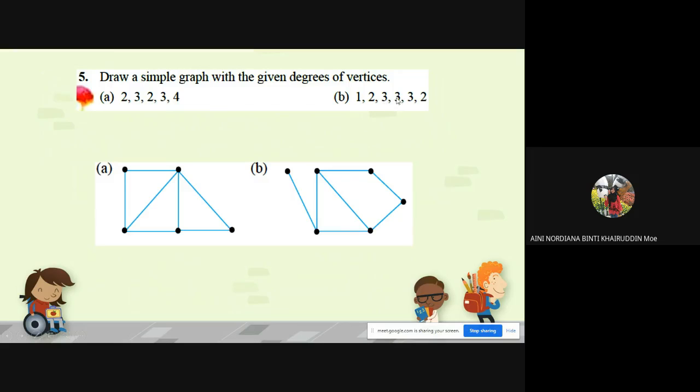So 1, 2, 3, 4, 5, 6. So there are 6 vertices. So 1 here means only 1. This vertex has only 1 each. But this vertex has 1, 2, 3. So this is for this one. This vertex has 2, 1, 2. So this is for this. For number 2 here. So this is the drawing.